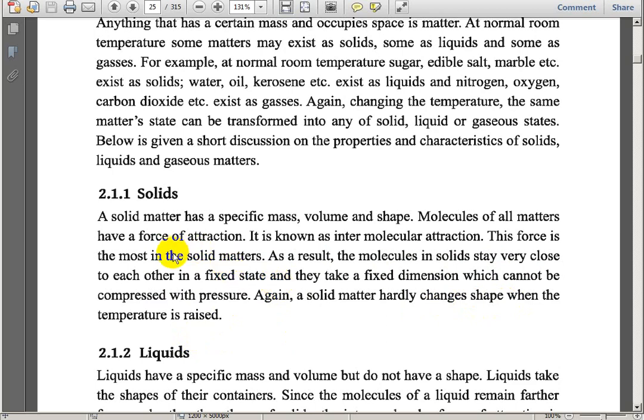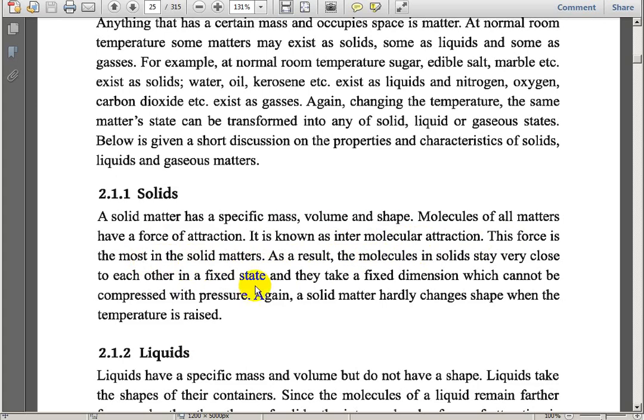What is the characteristic of a solid? A solid has a specific mass, volume, and shape. They have intermolecular forces, and the force of attraction is the greatest in solids. The intermolecular force of attraction is most in solid matter.